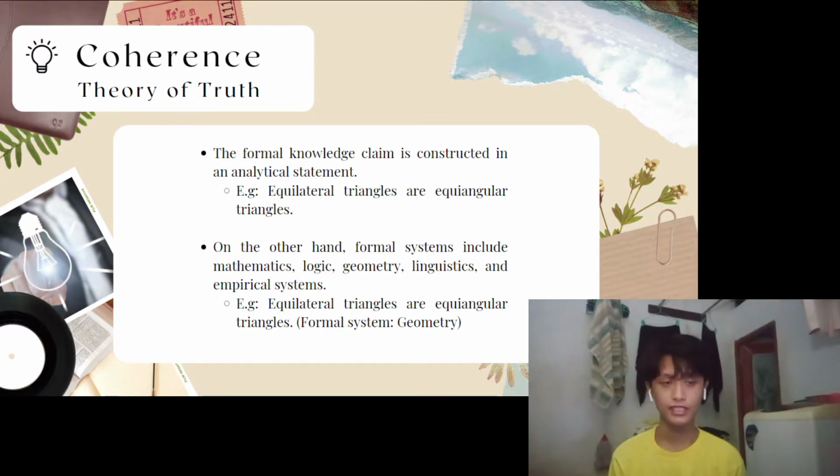For the first one, the formal knowledge claim, these claims are constructed as analytical statements. For example, equilateral triangles are equiangular triangles, or 5 plus 7 is equal to 12. On the other hand, formal systems include abstract ideas, mainly mathematics, logic, geometry, linguistics, and empirical systems. Now going back to our examples, the first one, equilateral triangles are equiangular triangles, is coherent with the formal system of geometry. Our second example, 5 plus 7 is equal to 12, is coherent with the formal system of mathematics.